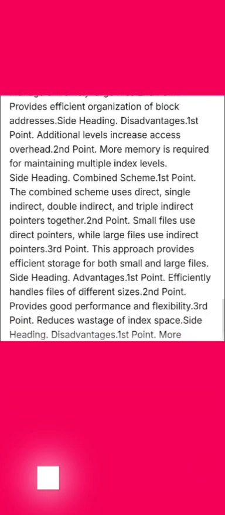Combined scheme. First point, the combined scheme uses direct, single indirect, double indirect, and triple indirect pointers together. Second point, small files use direct pointers while large files use indirect pointers. Third point, this approach provides efficient storage for both small and large files.